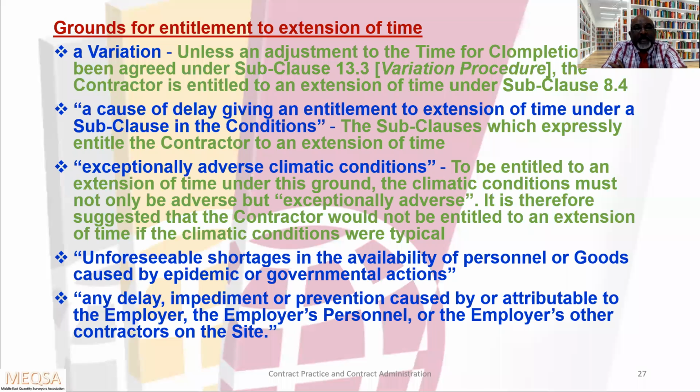Third one, exceptionally adverse climatic condition. Fourth one, unforeseeable shortage in the availability of personnel or goods caused by epidemic or governmental actions. The last one, any delay, impediment or prevention caused by or attributable to the employer, the employer's personnel or the employer's other contractors on the site. So these are the 5 grounds that will give the entitlement to the extension of time.